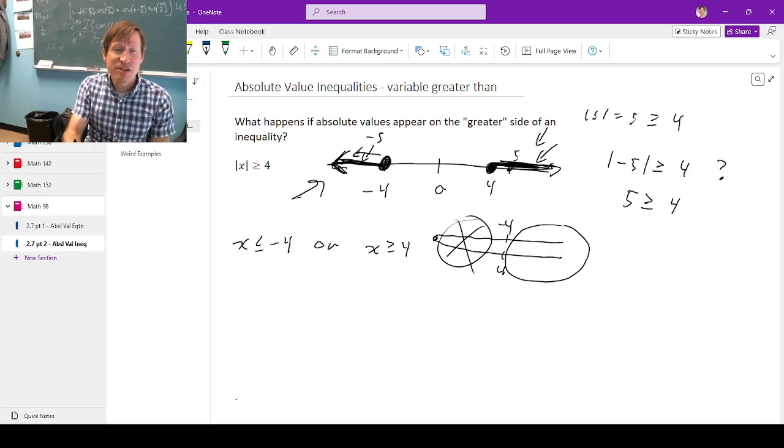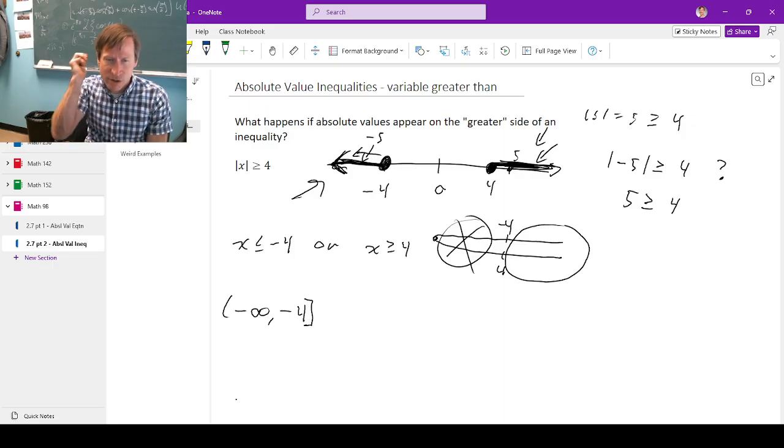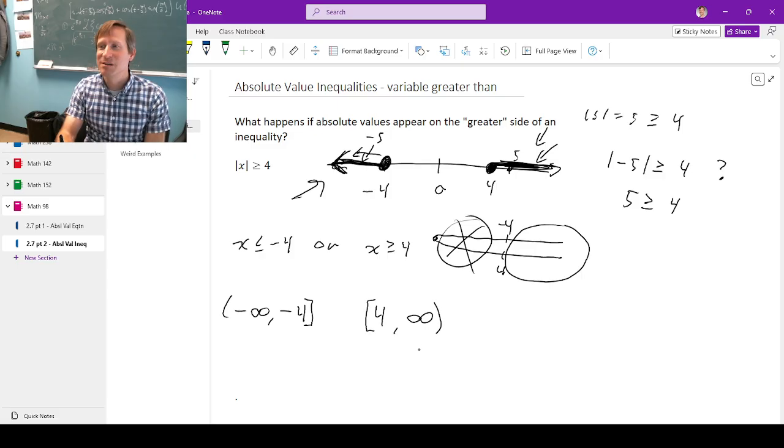The way to write this with interval notation is, first of all, write down these two intervals in interval notation. The one on the left starts at minus infinity and goes up to minus 4, not including minus infinity, but yes, including minus 4, so put a square bracket on minus 4. The interval on the right starts at 4 and goes up to infinity, including positive 4, but not including positive infinity.